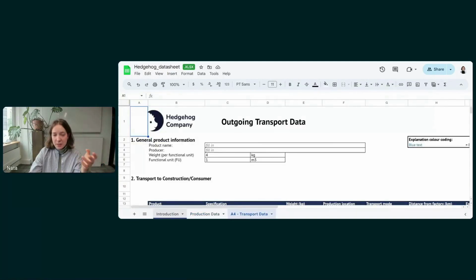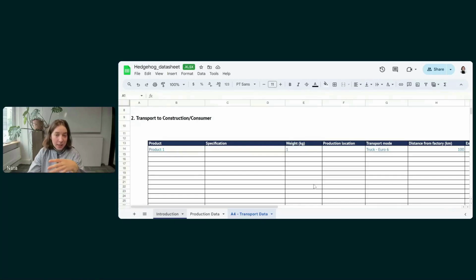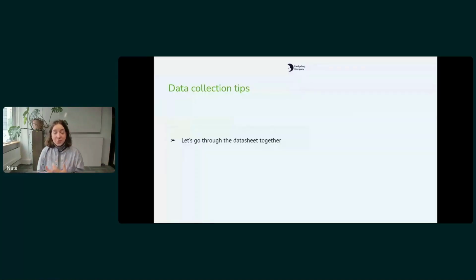Another bit of primary data that we like to collect from you is the outgoing transport data, or basically the distribution. So where your clients are located, or maybe if you're delivering to another factory, then where that is located. Again, what transport is used for distribution, and the distances, average distances from the production location to the client or another manufacturing location.